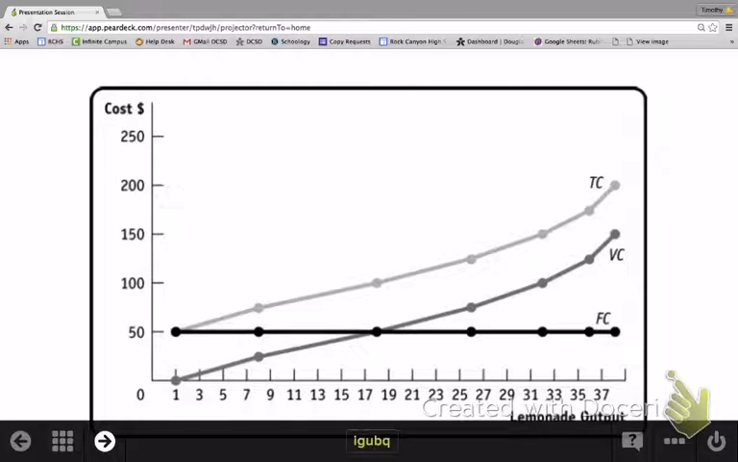The total cost curve, notice, has the same shape as the variable cost curve. Why? Because it is simply the variable cost plus a constant level of fixed cost. So fixed cost is the same, and then you add it to variable cost, which is rising, so the total cost curve is going to have the same shape, and that means that the vertical distance between the total cost curve and the variable cost curve will always be the fixed cost of $50.